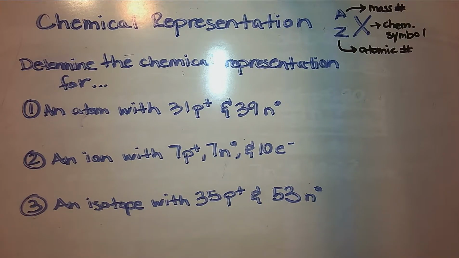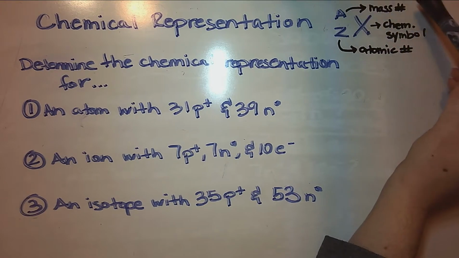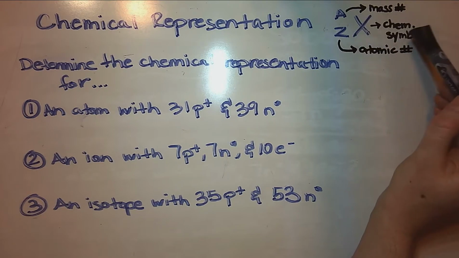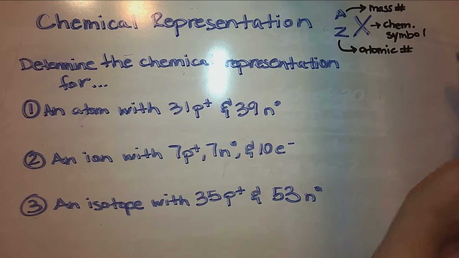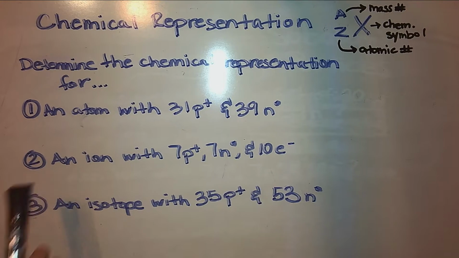Hey chemistry students, welcome to your tutorial on chemical representation, which you may remember as a shorthand form of expressing an atom, ion, or isotope using its atomic number, mass number, chemical symbol, and charge if it is an ion. So that's expressed with this setup up top. Mass number up top, atomic number on the bottom. The X stands for the chemical symbol. Now remember, if it's an ion, there's also going to be a charge up top too, but we'll get to that once we get to number 2.